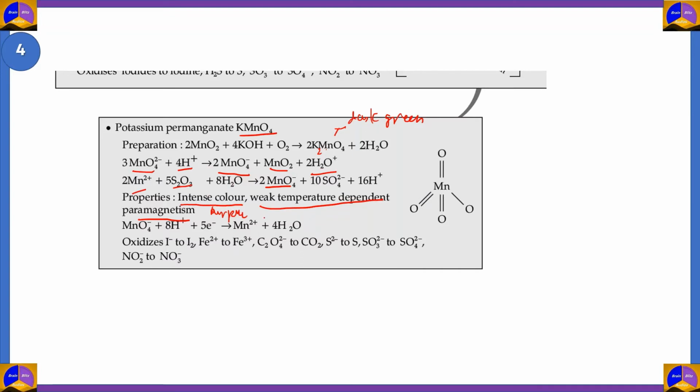Again, it is a very good oxidizing agent because it easily gets reduced to Mn2+ ion and water. It is so good that it can oxidize an iodide ion to iodine, a ferrous ion to ferric, and then it can also oxidize C2O4 2- to carbon dioxide, S2- to sulfur, SO3 2- to SO4 2-, and NO2- to NO3-. So we can consider KMnO4 as a strong oxidizing agent.